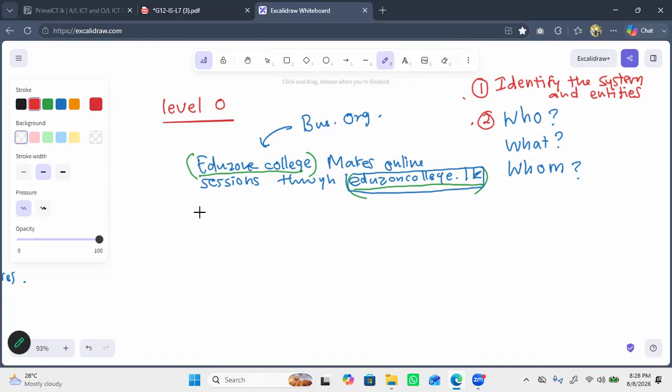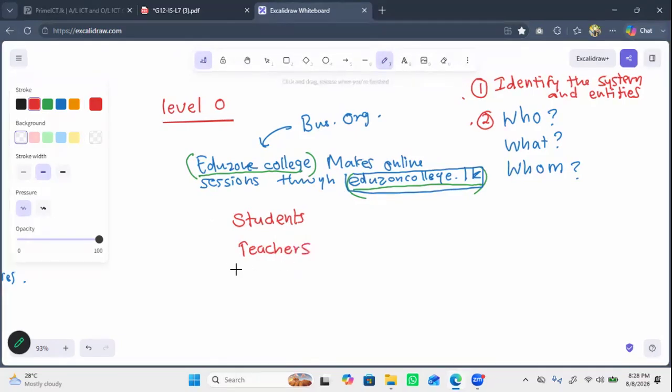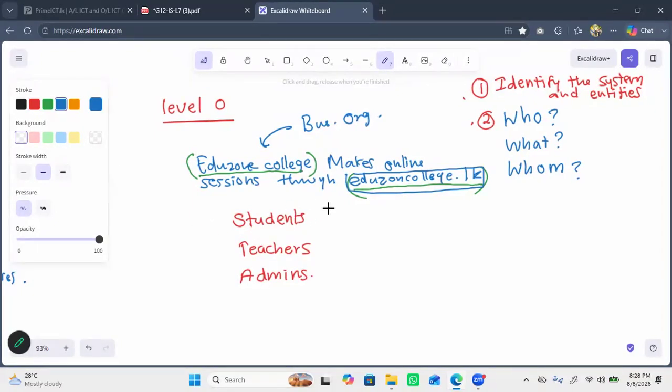So, what are the entities you have inside this kind of system? You have students, teachers, and admins, the users mainly. The people who are benefiting, the people who are using the system are the main entities, really. So, these are the entities.